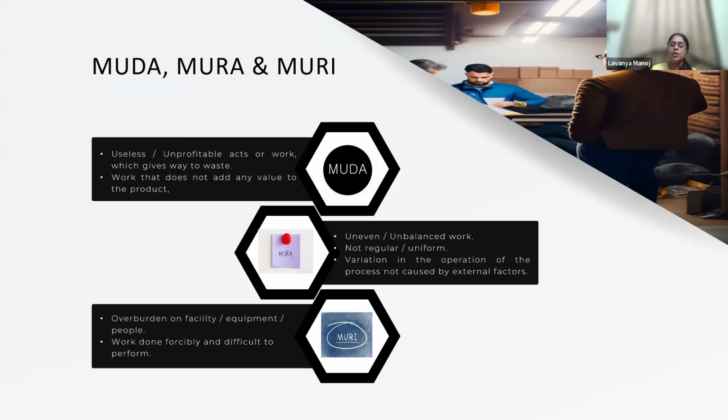So Mura is variation in the operation of the process not caused by external factors. You're doing it by yourself. This is not caused by external factors. So again, the TPS workers are suggesting to avoid Mura. Go for balanced, even work. Okay, then finally, Muri: overburden on facility, equipment, and people.